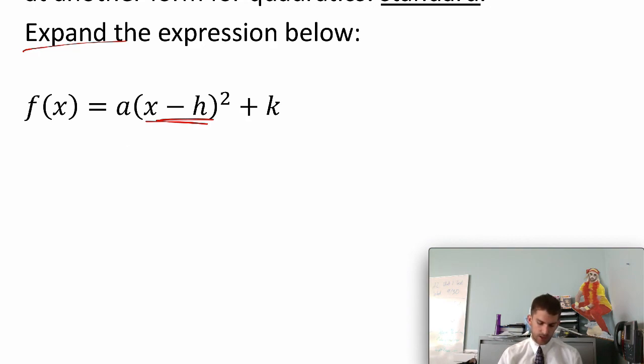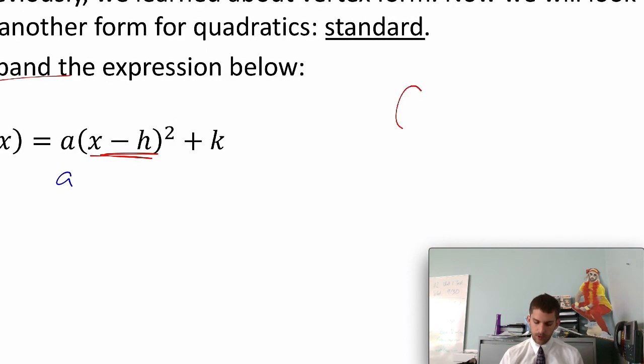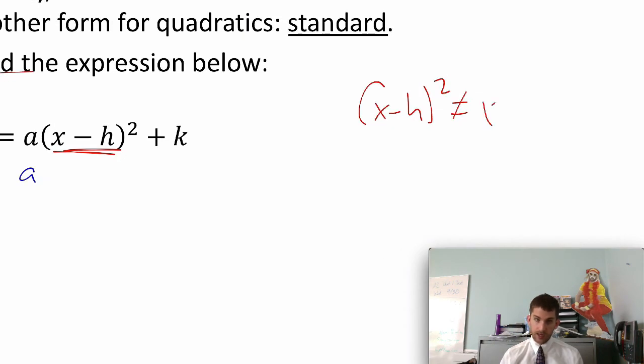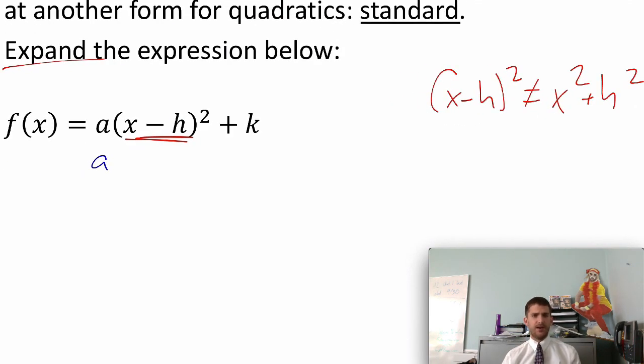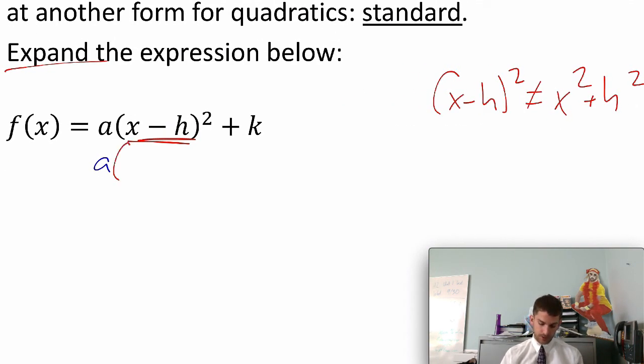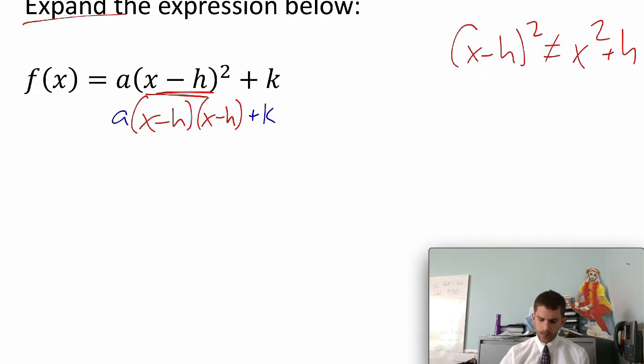So we're going to say a times x minus h squared. Sidebar: remember, x minus h squared is not the same as x squared plus h squared. We don't just distribute the exponent. What we end up doing is doing x minus h times itself. When something is being squared, we're multiplying it by itself. And I would strongly encourage you to write that out if you're doing a process like this. So now we have a times x minus h times x minus h, and then plus k in the end.